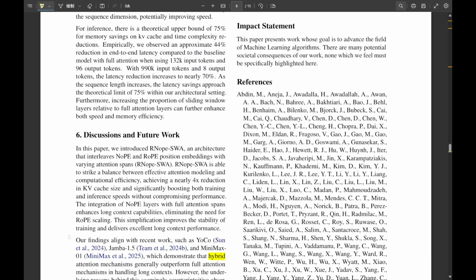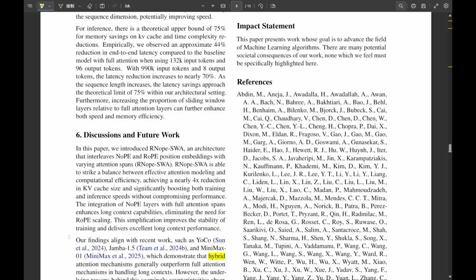How much faster? Training throughput was about 50% faster at 64K context length and nearly twice as fast at 128K context length. Wow, double the speed. Why? Because 75% of its layers are using that computationally cheaper sliding window attention. Less calculation per layer adds up significantly.